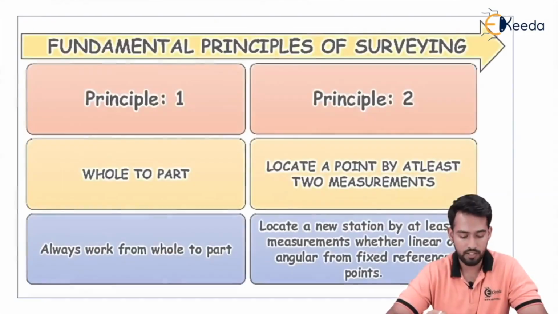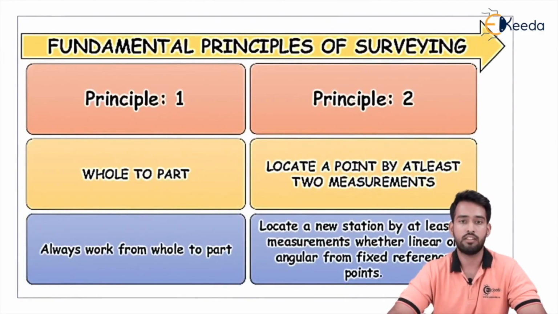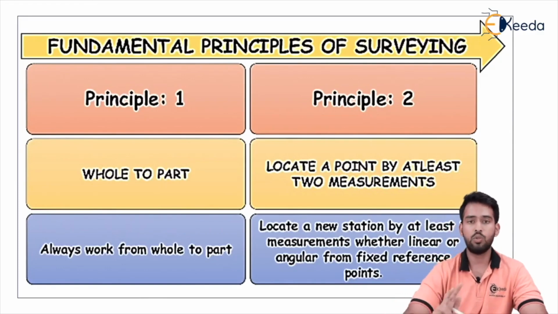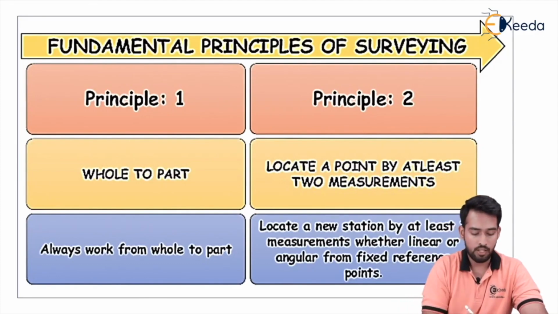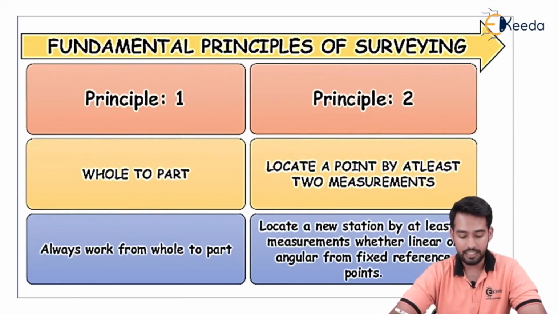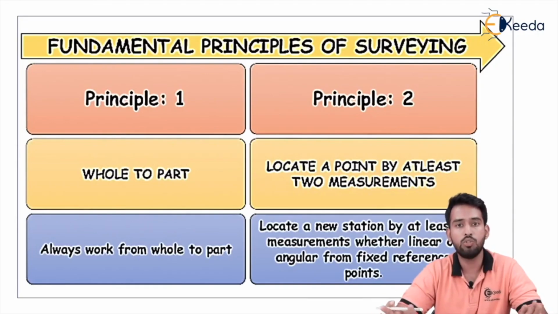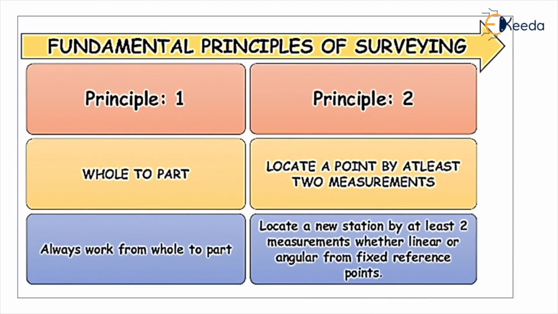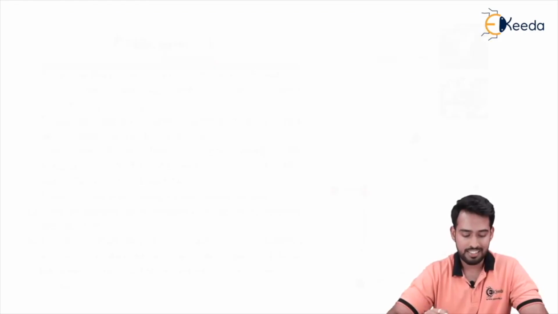Now moving on to further topic, which is the principles of surveying. If you don't know the principles of surveying, then you can't go further. So basically there are two main principles of surveying. One is to work from whole to part, and second is to locate a point by at least two measurements. So whenever we are doing survey, we have to work from whole to the part, and whenever we have to plot a point or measure a distance of a single point, we have to measure by using at least two different measurements, whether it is linear measurement or angular measurement. We'll discuss this in detail.